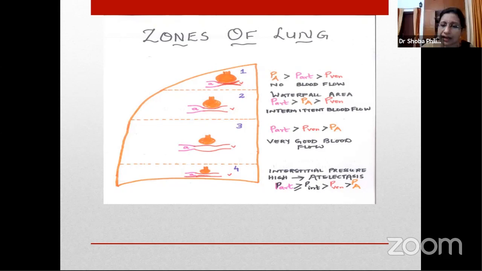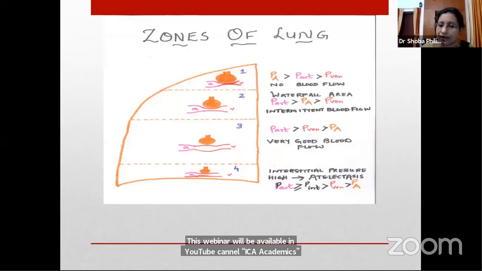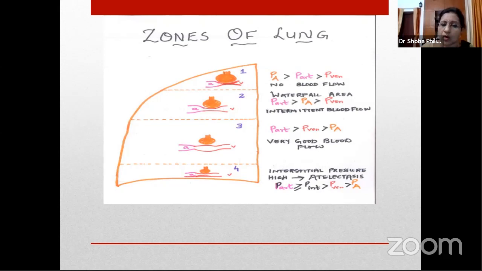In the zone 2, that is called the waterfall area, the alveolar pressure is less than the arterial pressure. So the flow is dependent on the pressure in the arterial side. Here there is an intermittent blood flow taking place during the systole. The zone 3 is the area where there is very good blood flow because the alveolar pressure is much less than even the venous pressure. So the arterial pressure is more than the venous pressure, and the venous pressure is also more than the alveolar pressure.